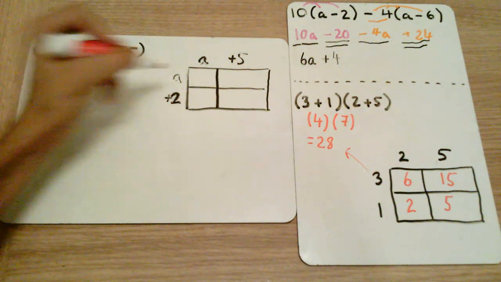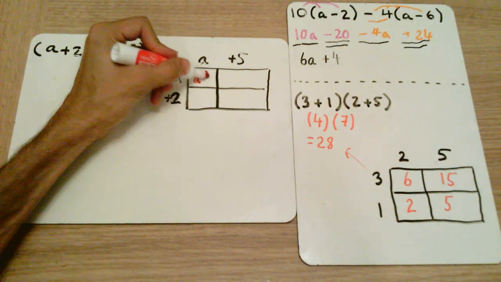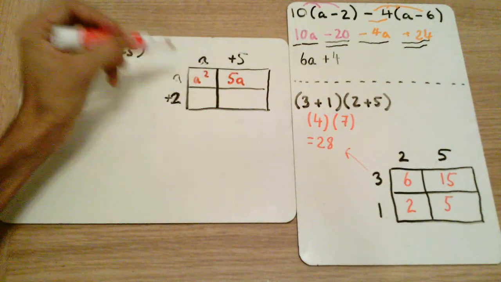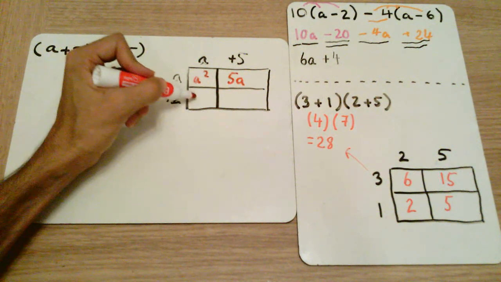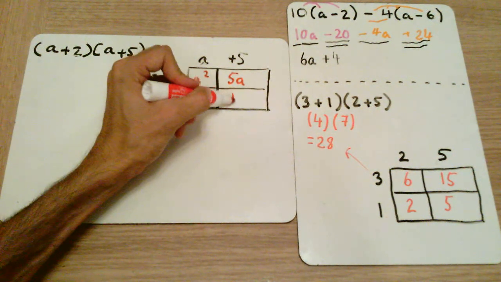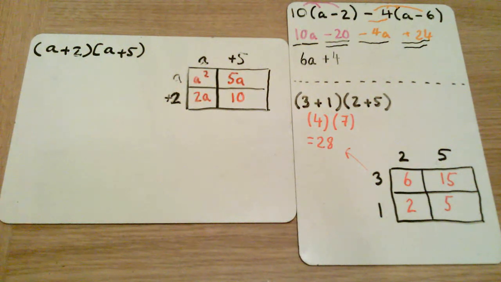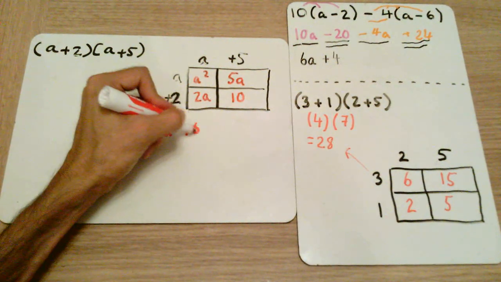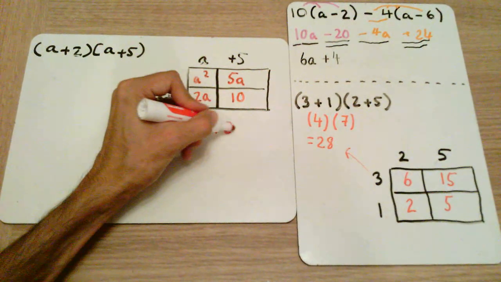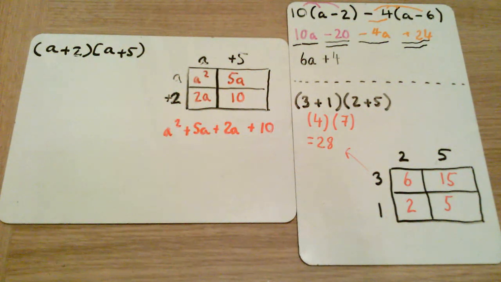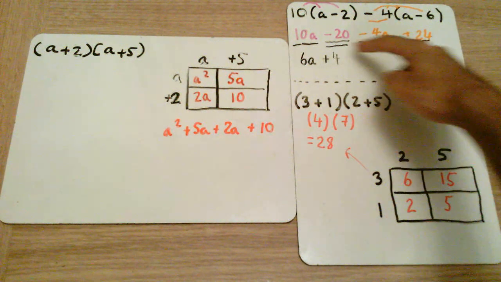So we have a times a, which is a squared. We have a times 5 or plus 5, which is 5a. We have a times by 2 over here, which is 2a. And then over here, we have 5 times 2, which is 10. So overall, at the end, we get a squared plus 5a plus 2a plus 10. Now, whenever you expand double brackets, you'll always get 4 terms. But some cases, you can actually collect like terms. Just like we did over here, we collected our like terms.